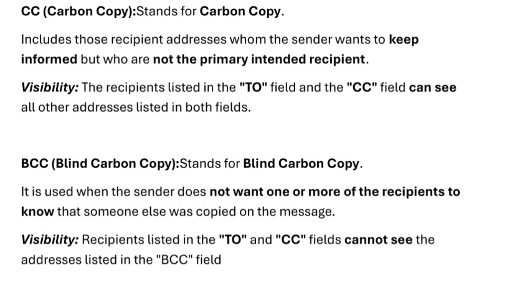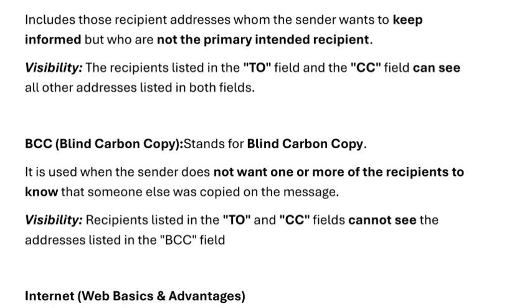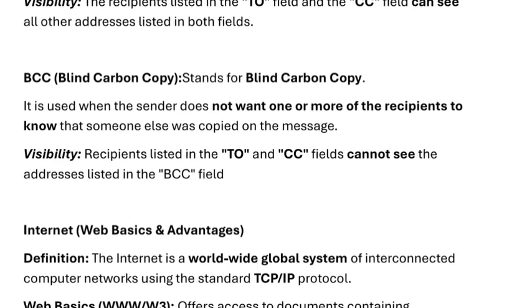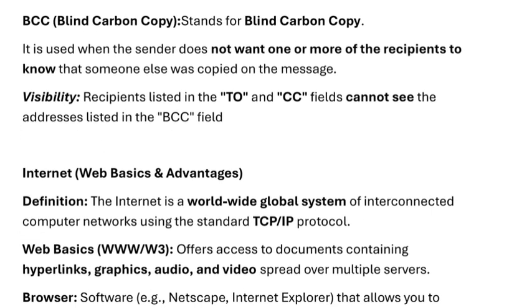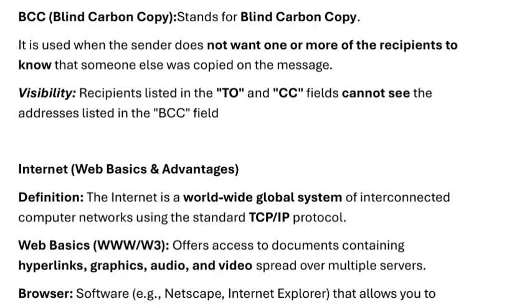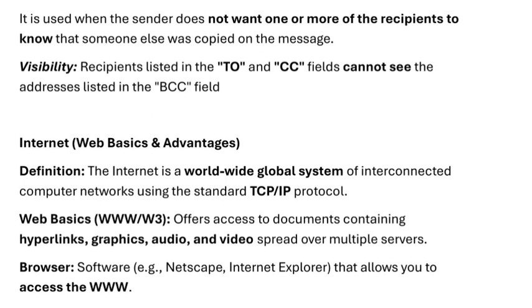CC, carbon copy, includes those recipient addresses whom the sender wants to keep informed but who are not the primary intended recipient. Visibility: the recipients listed in the To field and the CC field can see all other addresses listed in both fields. BCC, blind carbon copy, is used when the sender does not want one or more of the recipients to know that someone else was copied on the message. Visibility: recipients listed in the To and CC fields cannot see the addresses listed in the BCC field.